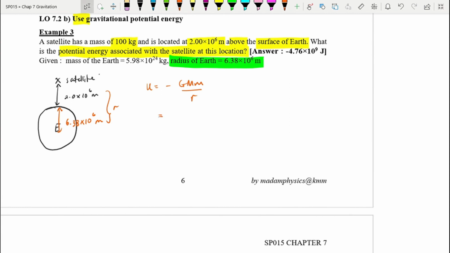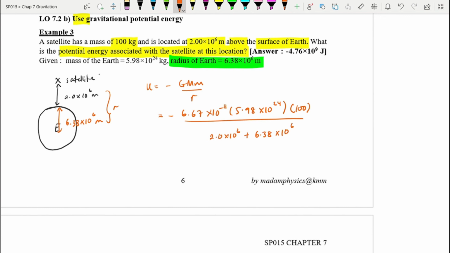So, simply substitute all the information. Negative 11, G ni dah auto kita ingat, tapi dalam exam dia akan ada dalam list constant, tak perlu hafal pun. Capital M for mass of the Earth, 5.98 times 10 to the power of 24. Small m is the mass of satellite, 100, over R, ada 2 exponent 6 plus 6.38 times 10 to the power of 6. Tak ada square, bukan macam force. Kirakan dan sepatutnya jawapan kita akan dapat negative sign, dan unit kita mestilah joule.